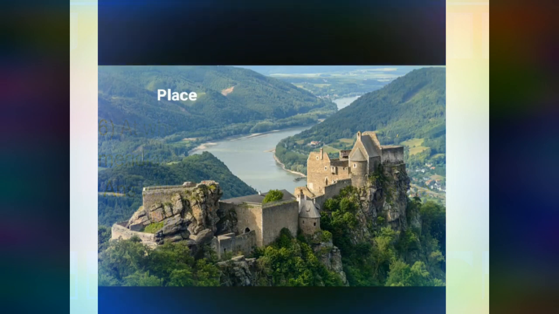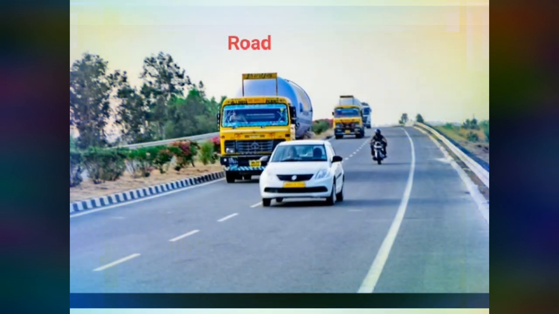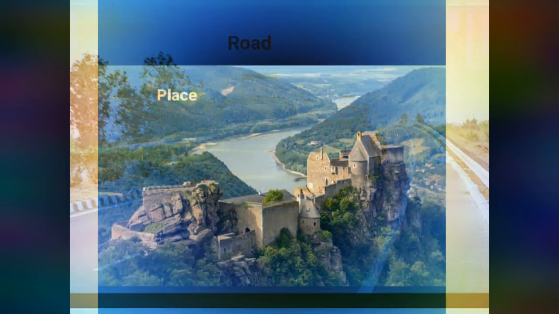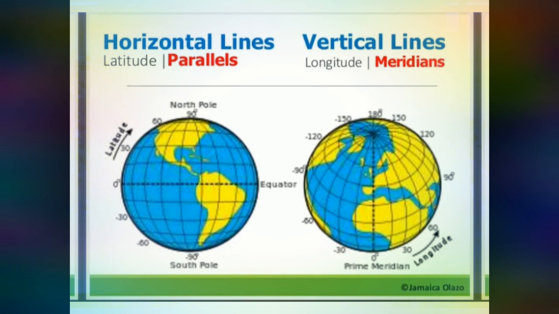Children, when we talk about various places, regions, rivers, roads, etc., we are actually talking with reference to the earth. The location of a place, the extent of a region, and the extent of any linear feature can be described precisely with the help of parallels and meridians. So in this lesson, let us see how to use the graticule for all these purposes.